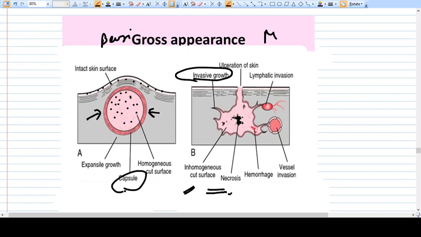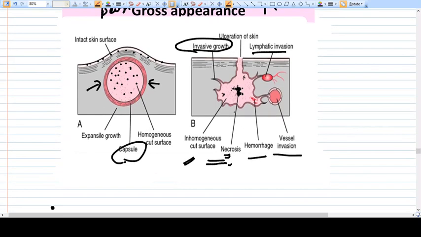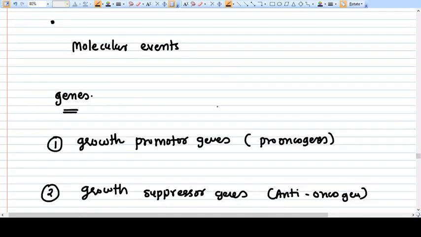Inhomogeneous cut surface you can see here. Necrosis is there because it is rapidly dividing, and the center part of the tumor does not get the blood supply it should be getting. So there is necrosis in the center part, and hemorrhage because of invasion of the blood vessels itself. Vessel invasion you can see here. Lymphatic invasion you can see here. Okay, so this was how a tumor looks, what is benign and what is malignant.